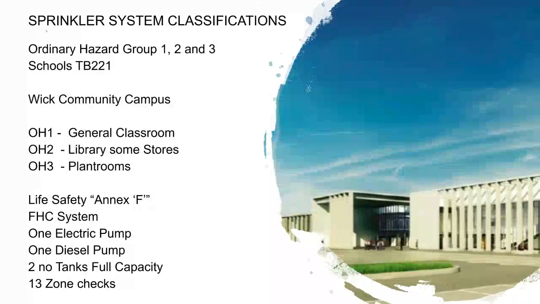Okay. It was life safety, or Annex F. It was fully hydraulic calculated, and one electric pump, one diesel pump, two tanks, full capacity, and it also had 13 zone checks in it. Okay, which basically zones the system in areas, and that's what you need to do with life safety.